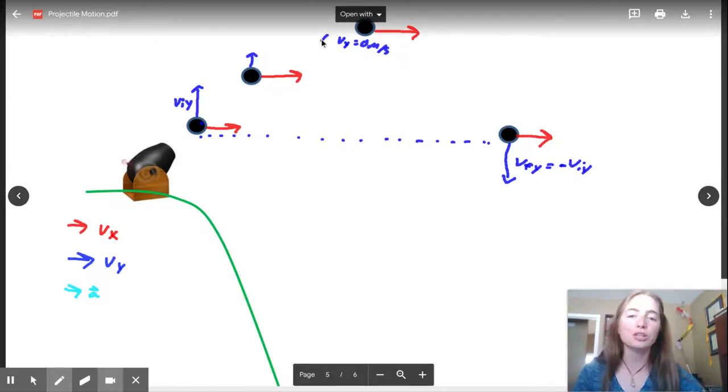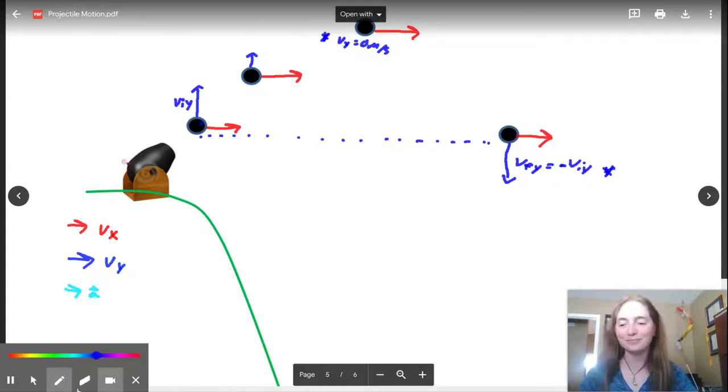Okay, so these values here, the 0 at the peak and VFY right here at the same height is going to be equal to negative VIY. So those are some important topics to keep in mind here. And we're going to be bringing those into our calculations.